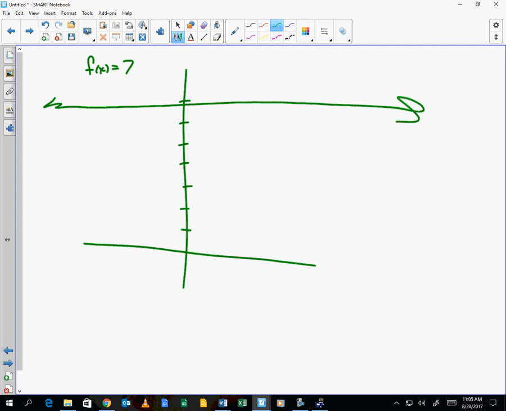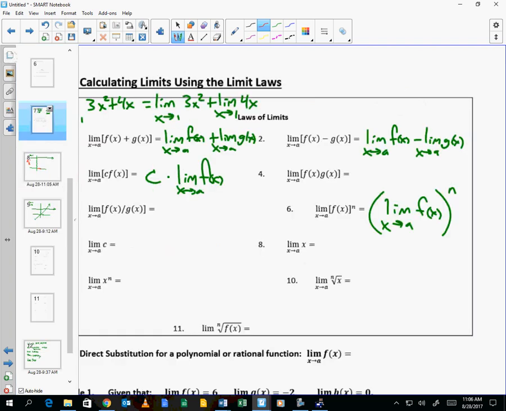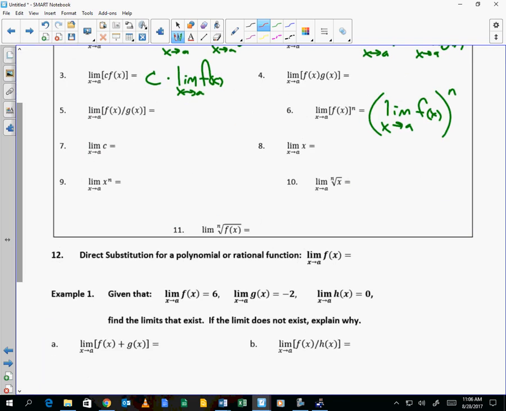So if I were to look at that horizontal line that passes through 7, what is the limit as x goes to 1 of 7? As I go to 1, what is the output moving towards? 7. How about as I move to -3? How about 20? So the limit of a constant is always the constant. Very good. So the limit as x goes to a of a constant is that constant.